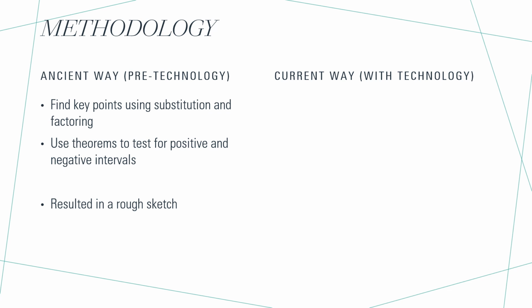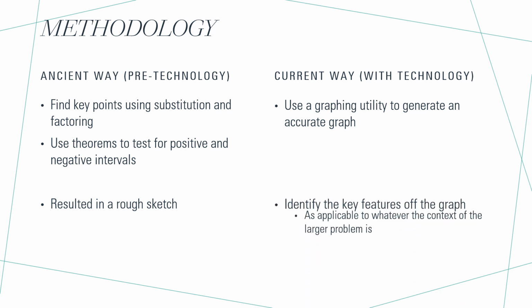Now the current way is almost backwards. So the current way, you would use a graphing utility to generate an accurate graph. So it's almost like we're starting where the other way ended. The difference is that the other way would require you to engage all kinds of knowledge about increasing, decreasing, positive, negative, and behavior, things like that, just to get the sketch. And now we would just get the sketch and then identify those things. So it's much, much, much easier provided you know the vocabulary.